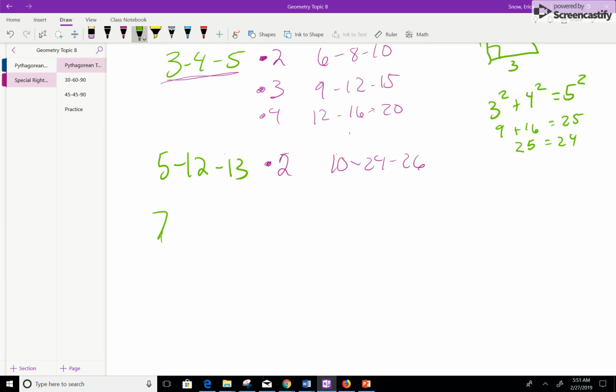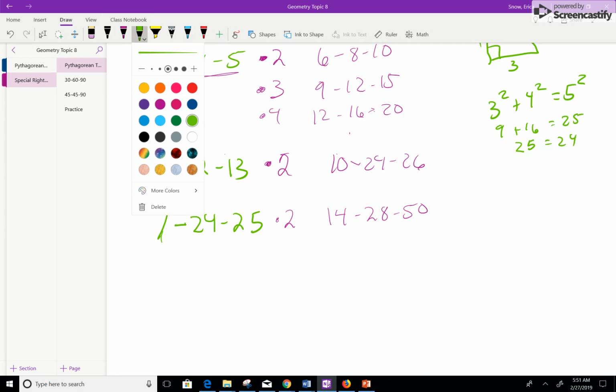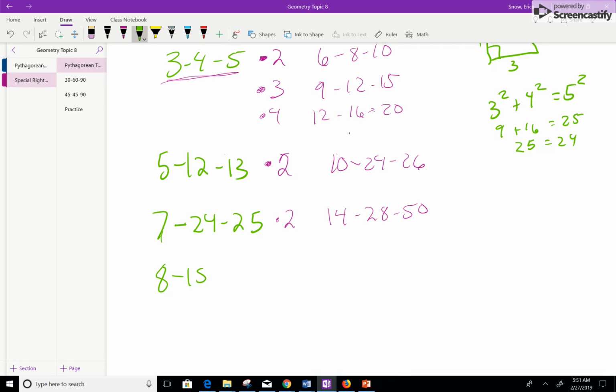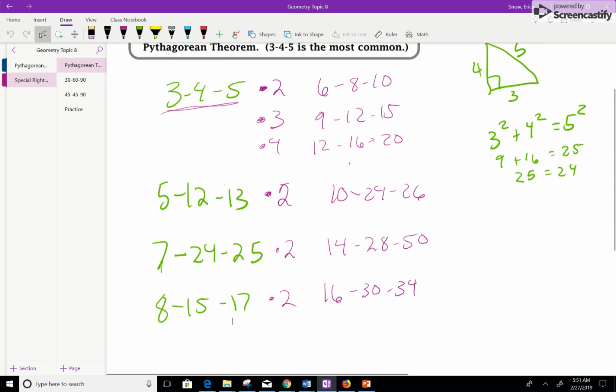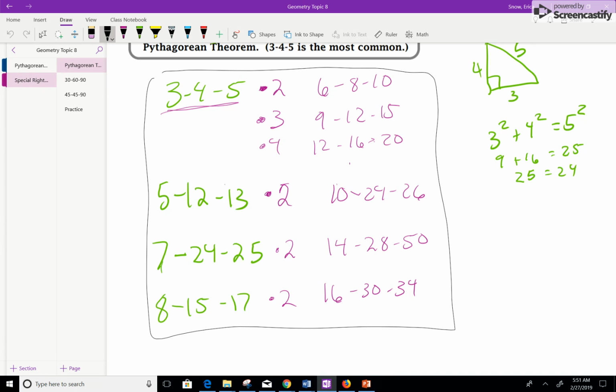The next one is a 7, 24, 25 right triangle. And if we multiplied that by 2, we'd get 14, 48, 50. And then finally, we have an 8, 15, 17 right triangle. And if we multiply that by 2, we get a 16, 30, 34. So these are all special right triangles because they all have whole numbers as their legs and hypotenuse.